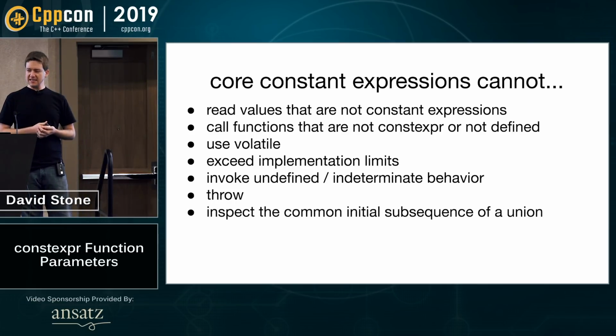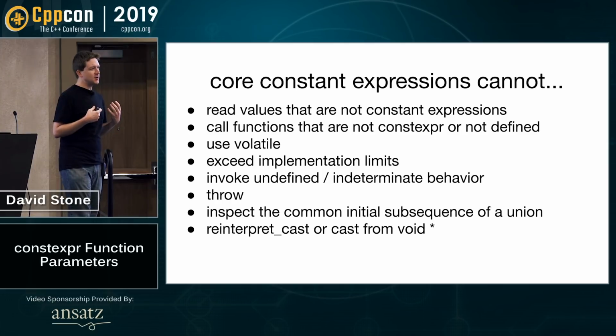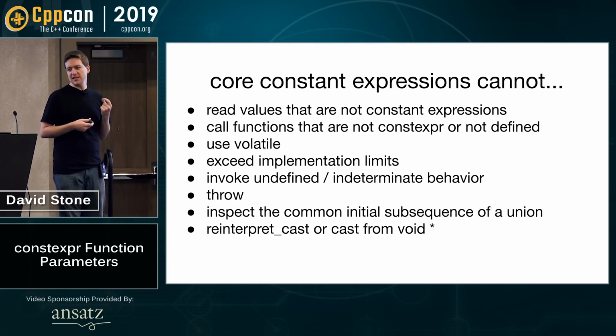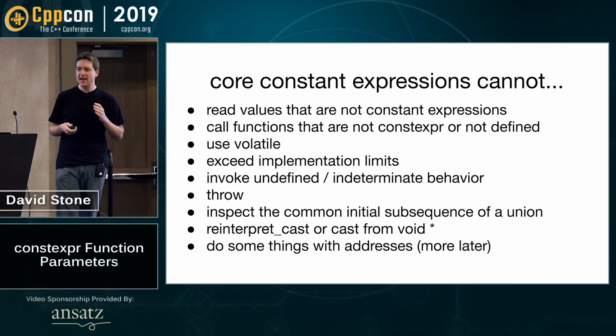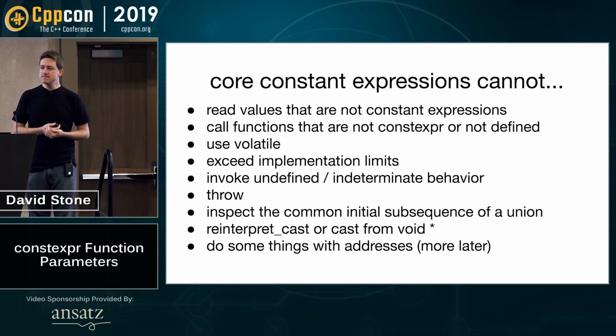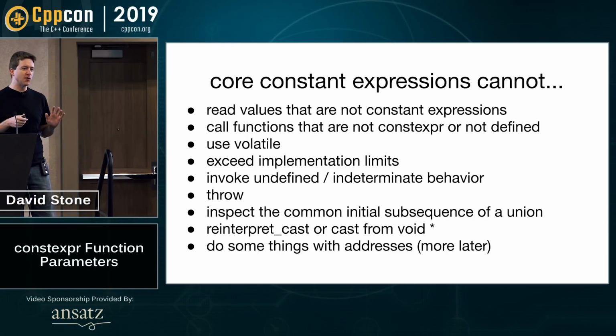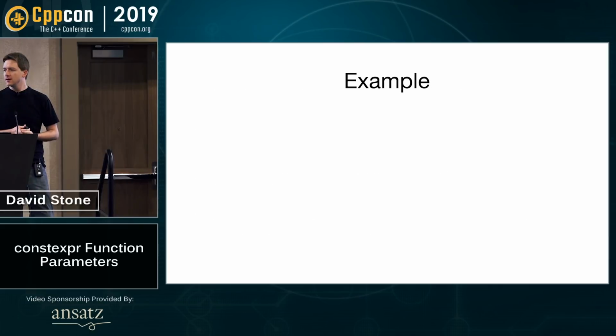You also can't inspect the common initial subsequence of a union, or reinterpret_cast, or cast from void star. Basically, you can't do things that would get you the object representation at compile time. And then you also can't do some things with addresses. We might go into that some more later. We'll see if people have any questions related to that. But it's not too important. It's more of the arcane corners of the language that we probably don't care about.